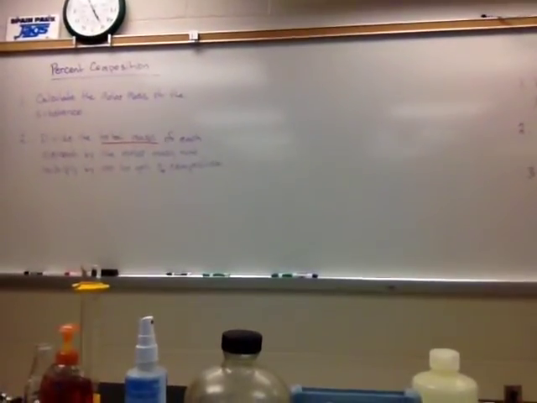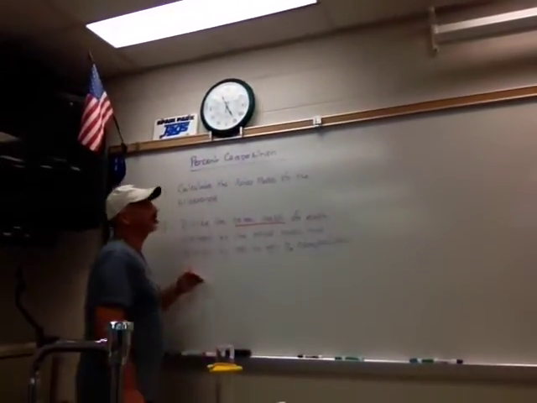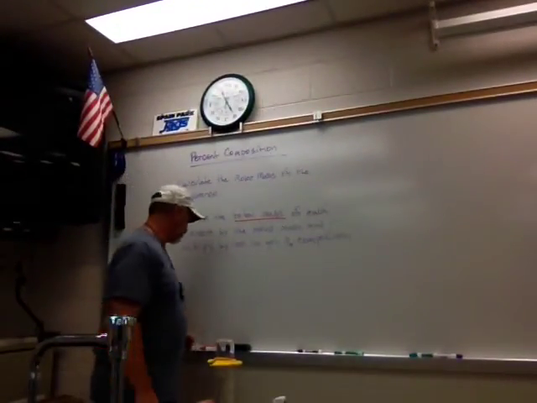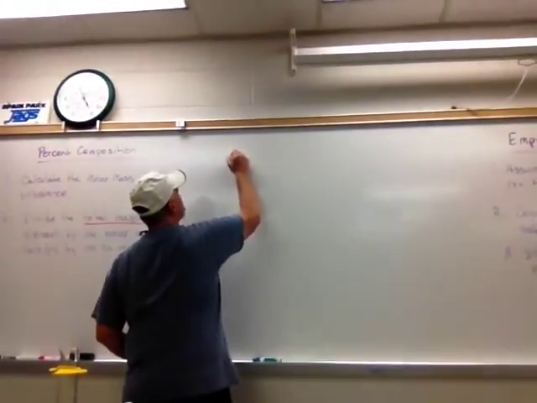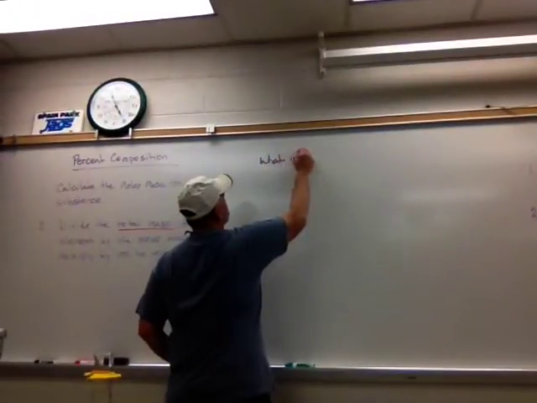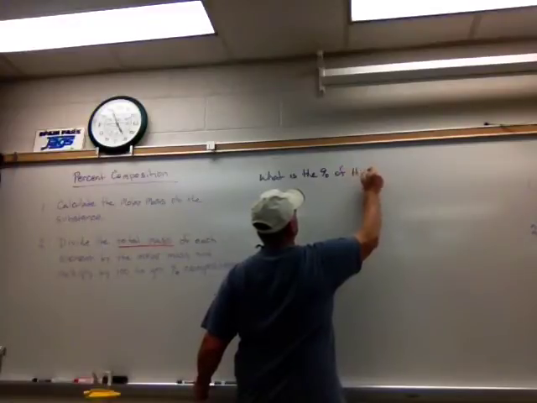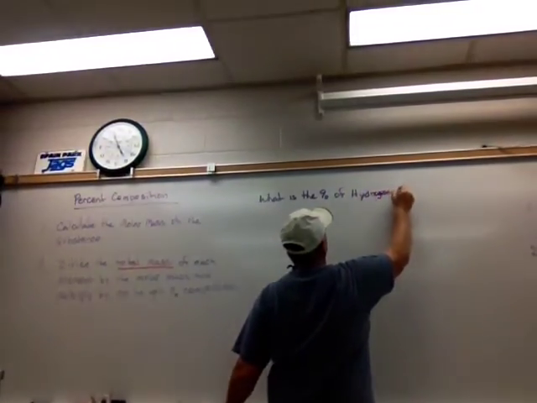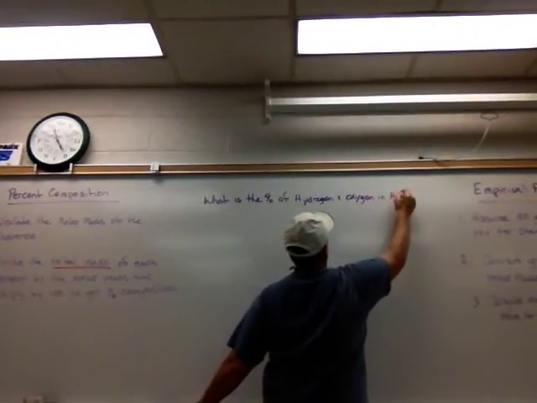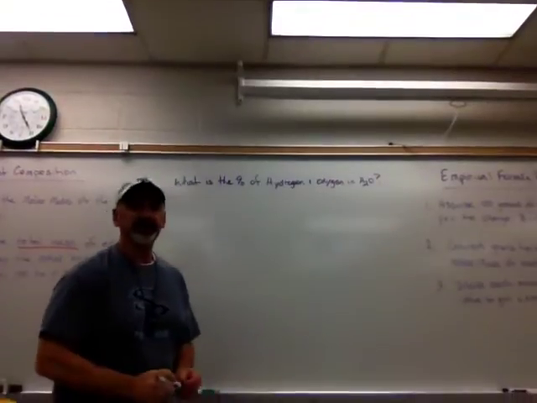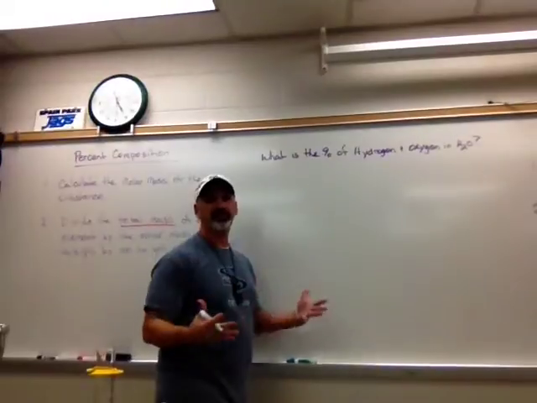And so there are going to be just two simple steps to calculate your percent composition. So if we want to do something simple, like, what is the percent of hydrogen and oxygen in water? And it's always percent by mass. So what's the part that's hydrogen? What's the part that's oxygen?